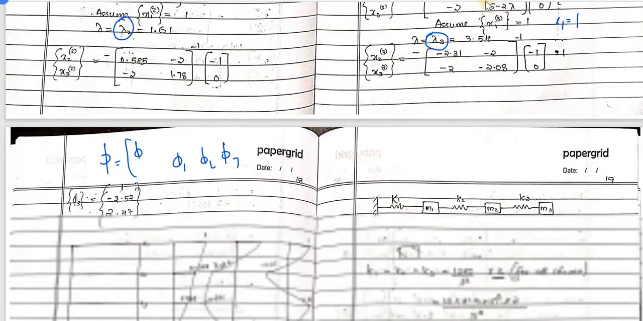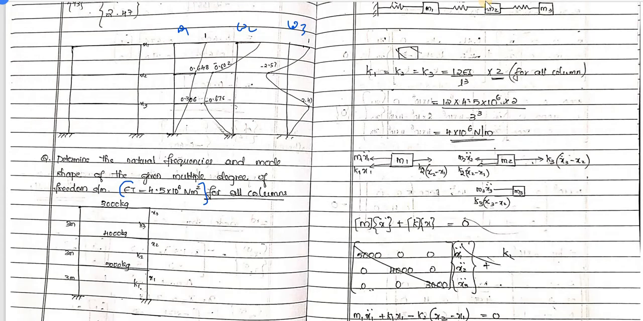So let us look into another problem. Here, determine the natural frequency and mode shape of a given multi degree of freedom system where EA is given. Okay, and for all the columns EA is the same, 3 meter, 3 meter, 3 meter, everything is the same for all the columns. So here what is the change? Here M1 is given, M2 is given, M3 is given, but K values are not given.